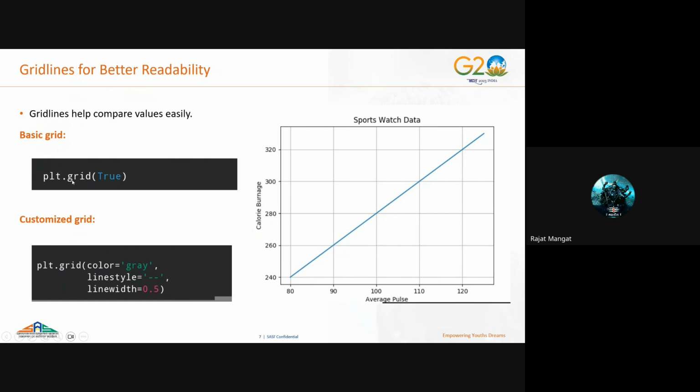Syntax for grid is plt.grid(True). Yes, we want to see the grid lines. If you want to change the color of grid lines, then you can use color equal to gray or any other color that you want, linestyle equal to dashed, as we have seen, and linewidth equal to 0.5. It depends on you whether you want to use it or not.